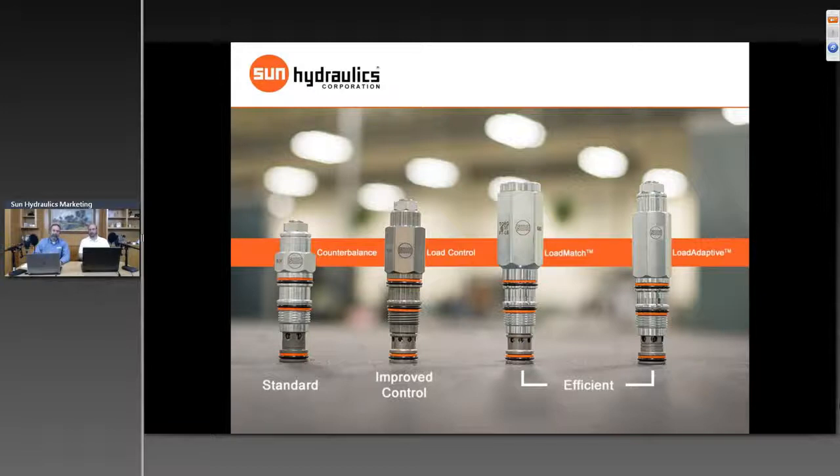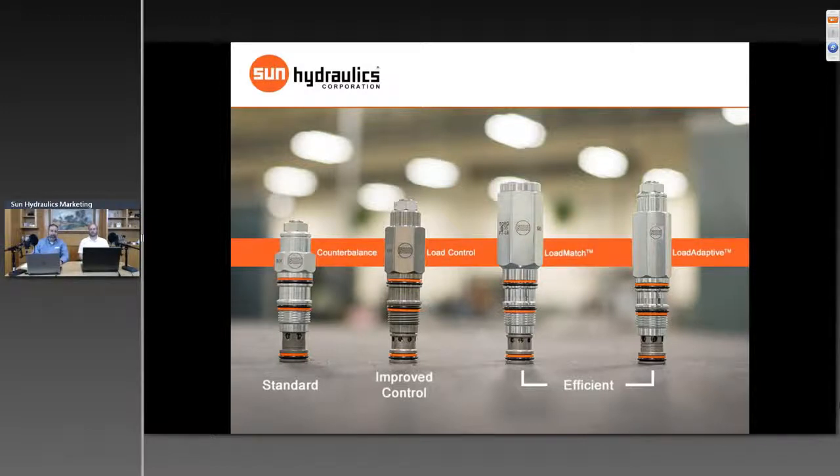And a key feature to note about the load match valves is one of the standard settings available is 6,000 psi, which is higher than most of our other load holding valves. So you can get to much, much higher pressures with the load match valve. Okay. If you have any follow-up questions, feel free to chat those in, or contact your local distributor. We can show you where to find your local distributor.